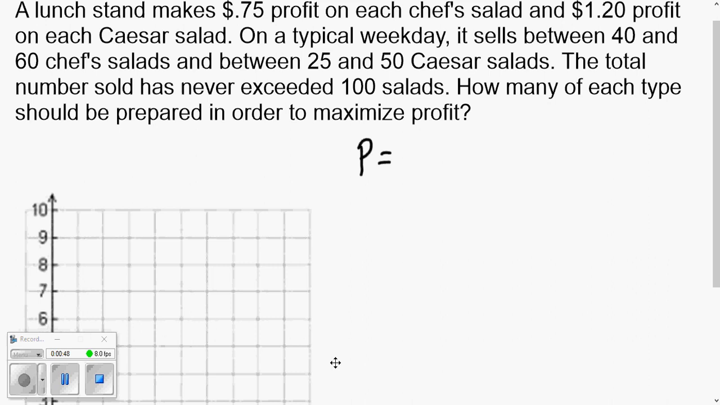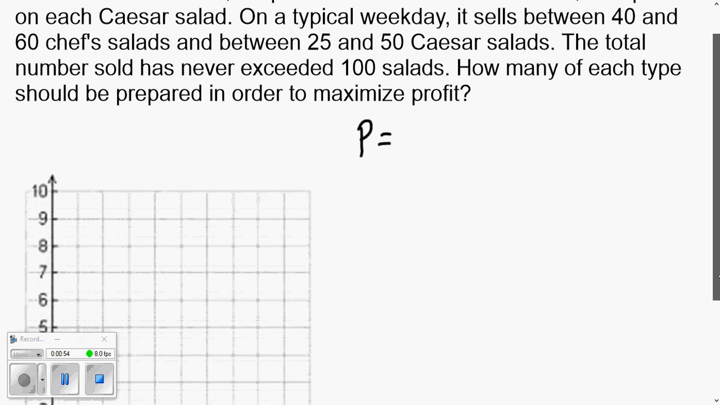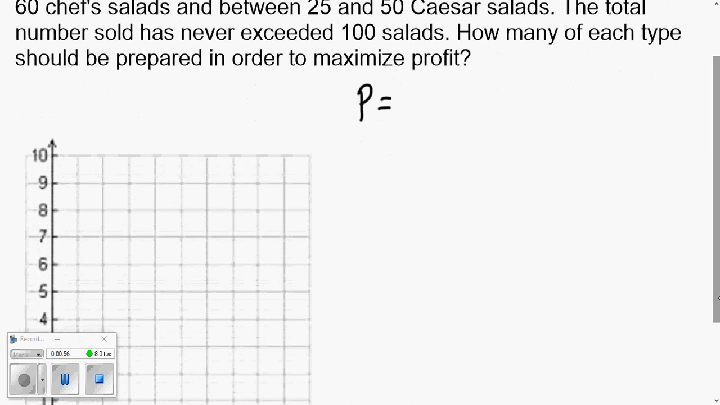So I'm actually going to start with this one this time. I'm going to start with the objective function because getting profit out of the way might help us when writing the constraints. So we do need to decide which one is which. I'm going to let x equal the chef salads, although honestly it doesn't matter. And that means that y is going to be my Caesar salads.